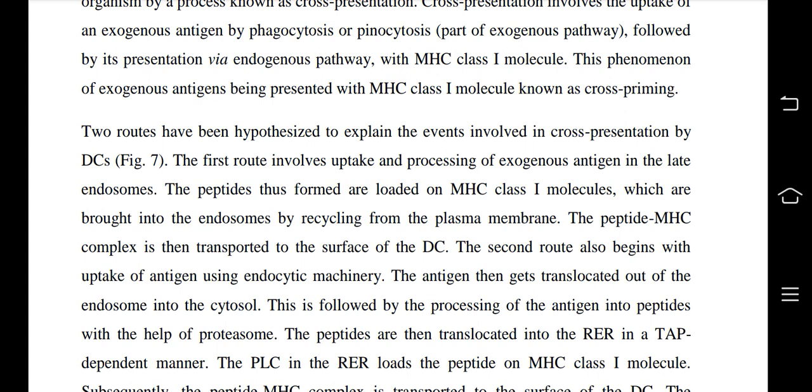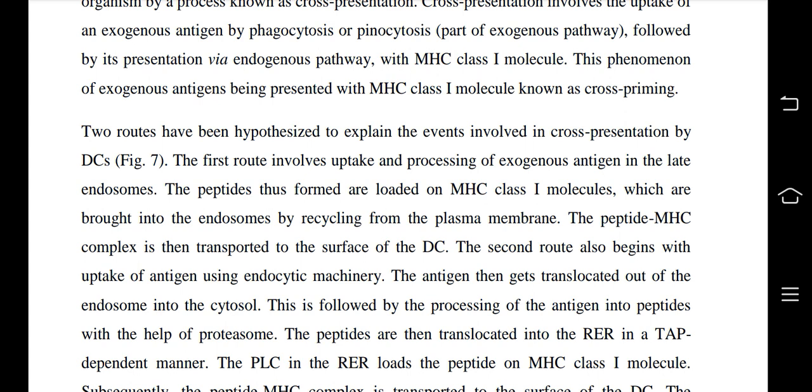The first route involves uptake and processing of exogenous antigen in the late endosomes. The peptides thus formed are loaded on MHC class I molecules, which are brought into the endosome by recycling from the plasma membrane. The peptide MHC complex is then transported to the surface of the DC.